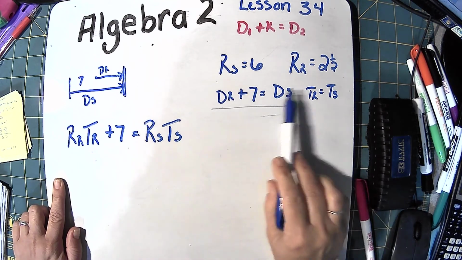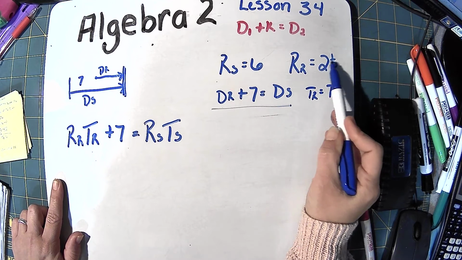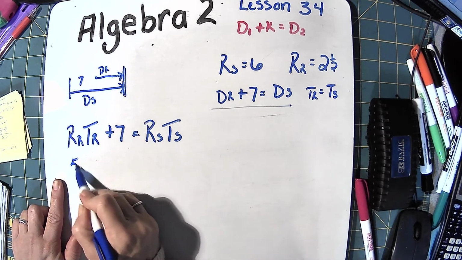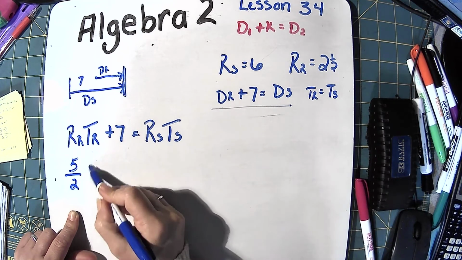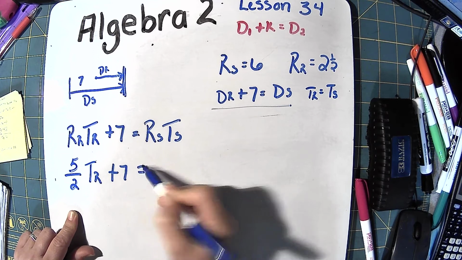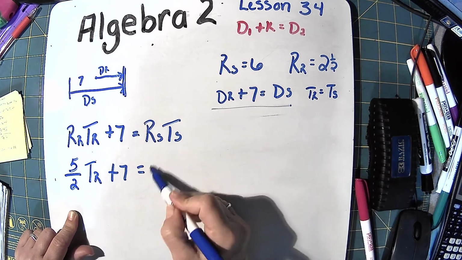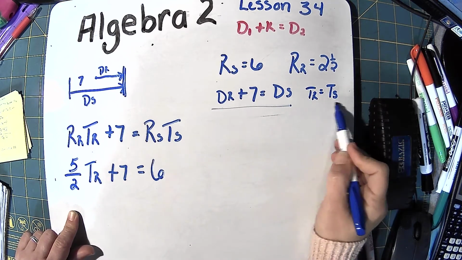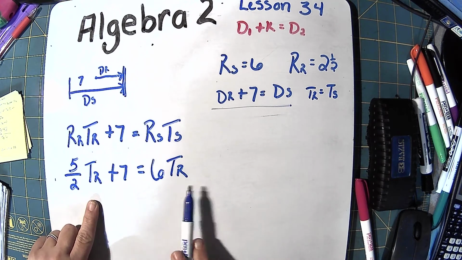So the rate of Robin, which is 2.5, I'm going to go ahead and change that to 5 over 2, times the time of Robin, plus 7 equals the rate of the sheriff, which is 6, times the time of the sheriff. And we're going to say the time of the sheriff is the same as the time of Robin, so we're going to replace that because we want to have only one variable.